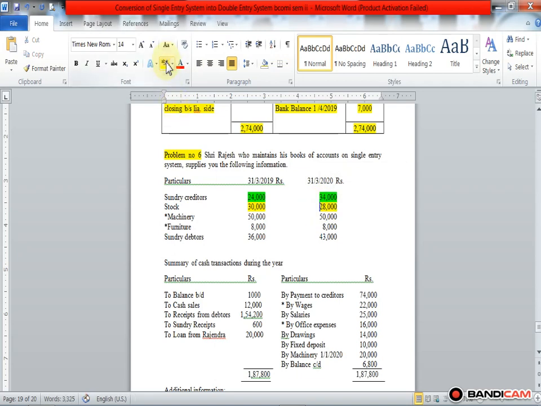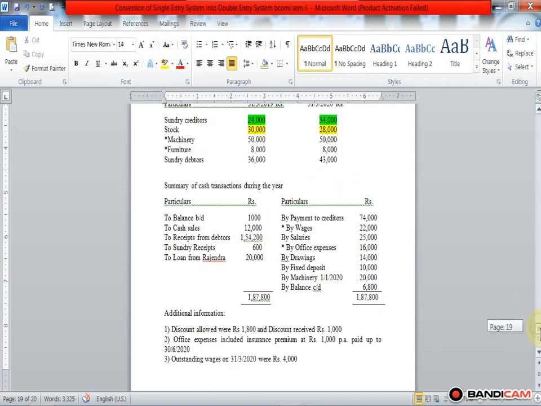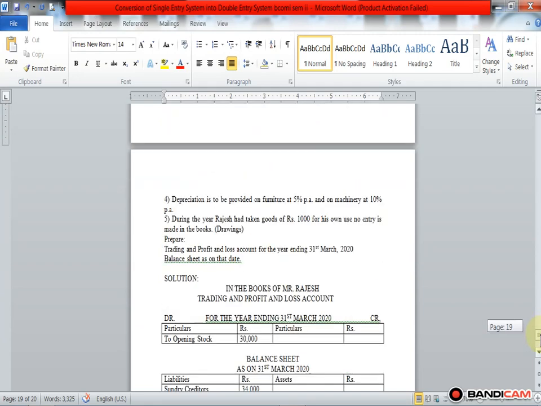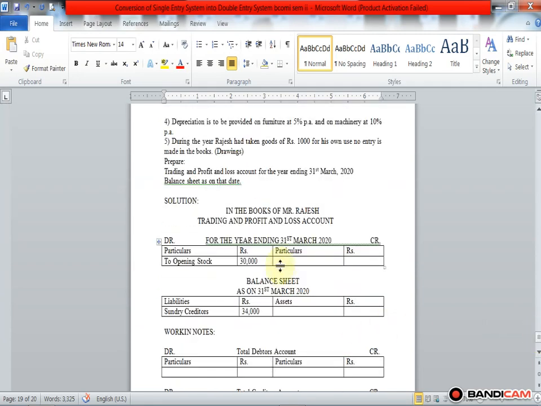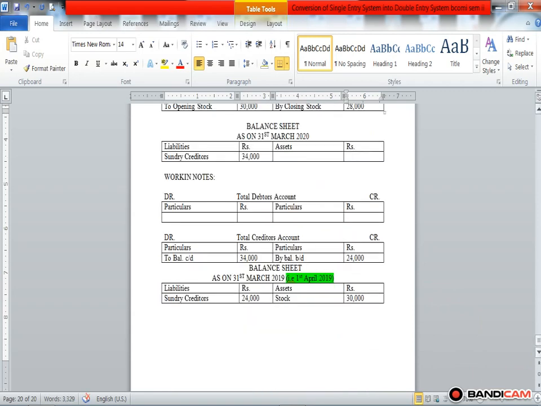Closing stock is transferred to the trading account credit side below the sales. Not above the sales. So here by closing stock amounted to rupees 28,000, and that stock is also our assets or closing assets, so here stock 28,000. Got it?